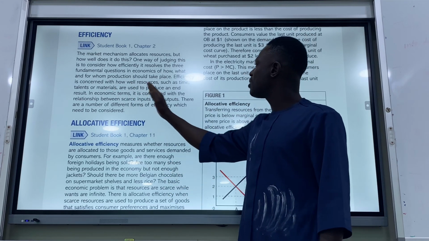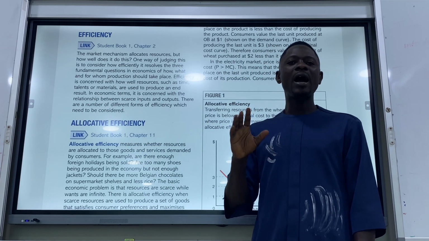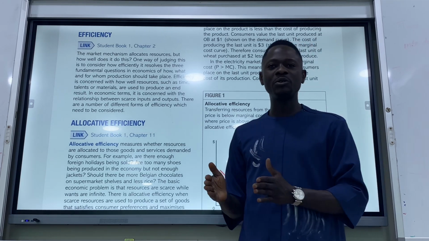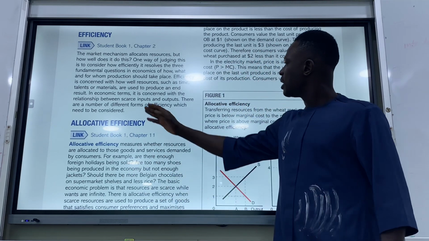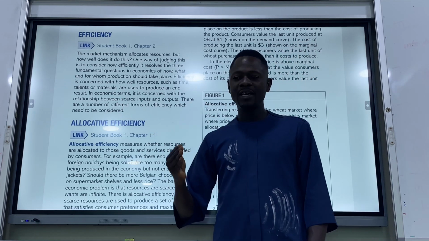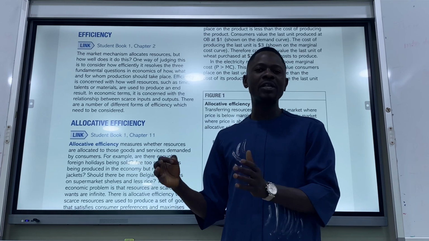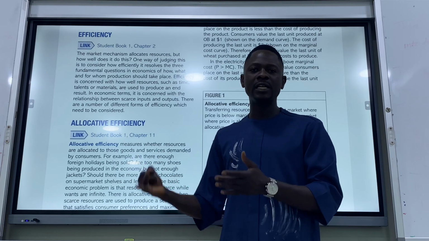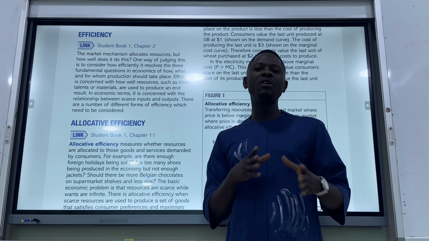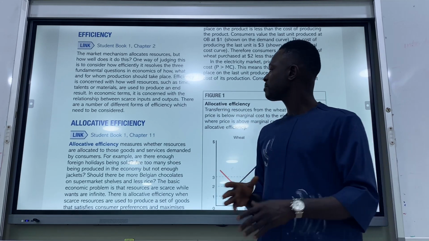Efficiency is concerned with how well resources such as time, talents, and materials are used to produce an end result. So efficiency is simply about how well a firm is able to manage its time, its resources, and its talents in the course of producing a given level of output. In economic terms, it is concerned with the relationship between scarce inputs and output. Like I said earlier, it's about the relationship between the scarce inputs, the factors of production, the land, the labor, the capital, and the enterprise, and being able to produce a given level of output. So the relationship between the scarce inputs and the output is called efficiency.